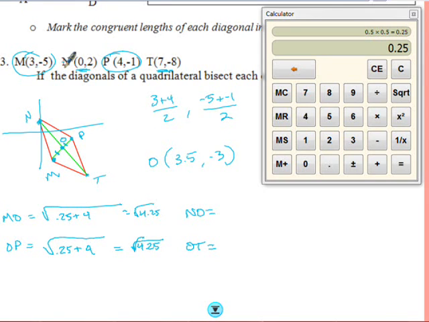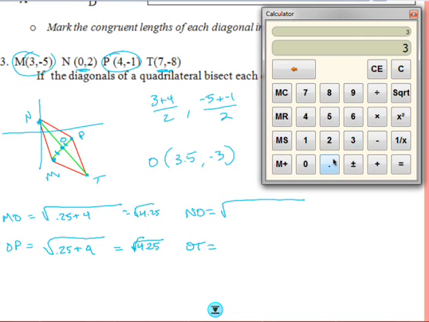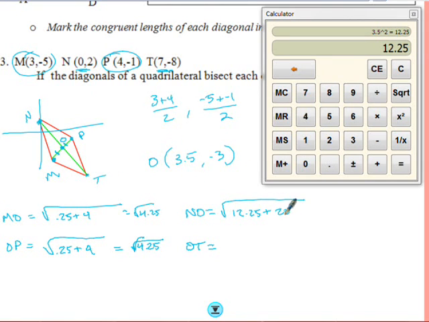Let's check NO. So from N, the x values, that's 0 to 3.5, and 3.5 squared is 12.25. Plus, that's the x value, and then the y value is 5, so that's 25. Okay, so that's the square root of 37.25. Okay, then let's check OT. So that's 3.5, we already know 3.5 squared is 12.25.